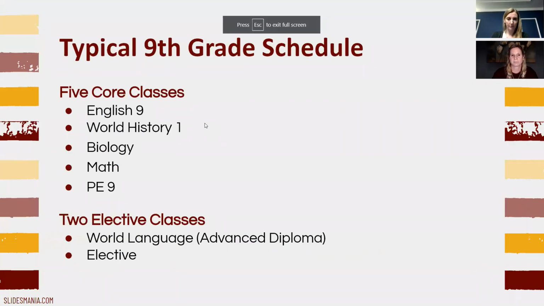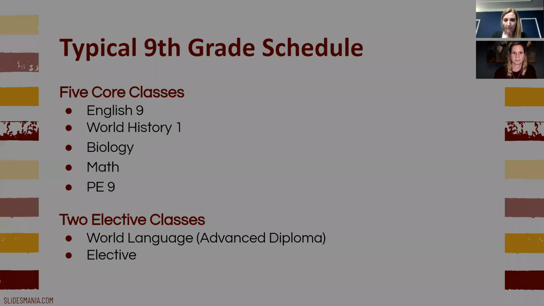So this is your typical 9th grade schedule. Everyone takes English 9, ours is English 9 honors, but you're going to take an English class, world history class, biology, math, PE 9, and if you're going for an advanced diploma, you have world language, which leaves you with just one elective. So that's why I say it's very important that you go through that website and find classes that your son or daughter is very interested in.